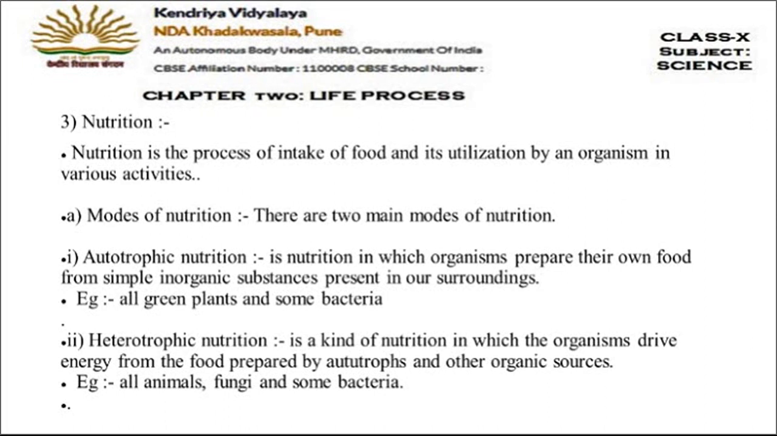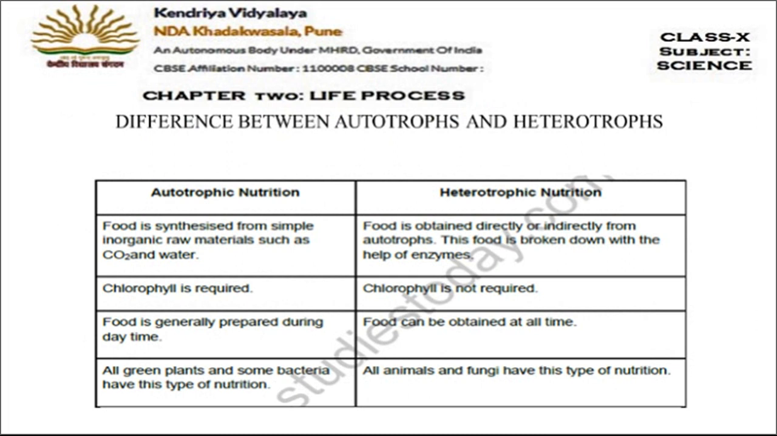It is that kind of nutrition in which the organisms get the food already prepared by the autotrophs and other organic sources also. Okay. Means they cannot prepare their own food. They are directly or indirectly dependent on other organisms for their food. For example, all animals including humans come under the heterotrophic nutrition category. Then fungus, which is a non-green plant, is also an example of heterotrophic nutrition, and some of the bacteria also have heterotrophic nutrition. Okay. Now let's see the difference between autotrophs and heterotrophs.